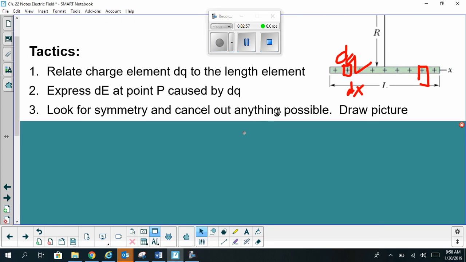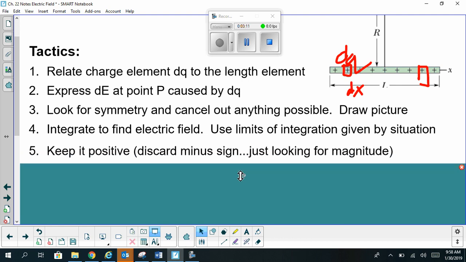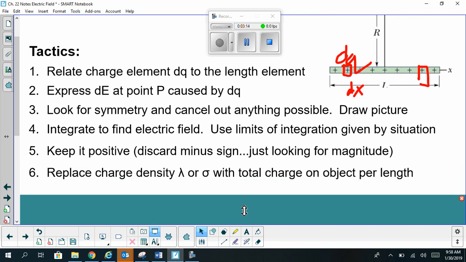It's all good. Okay, so then the next step is going to be to integrate to find the electric field. We're going to use the limits of integration given by the situation. This is going to look a little bit different than last time, which is why we're doing another example. Again, keep it positive, discard the minus sign, we just want magnitude. The last step is to replace your charge density, and since this is a line, we are going to be using linear charge density, lambda, with the total charge on the object. We want the electric field in terms of the charge, not in terms of charge density. Okay, so here we go. Again, when I ask you to pause, make sure you pause.